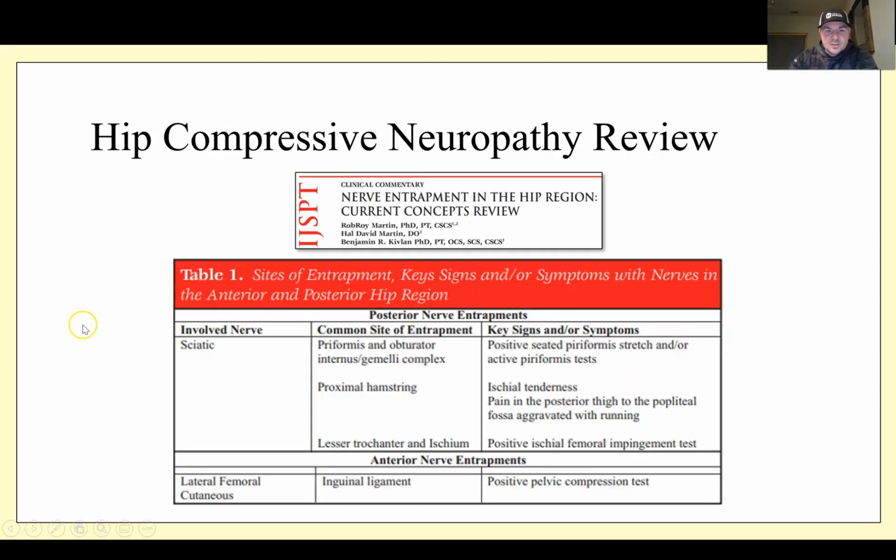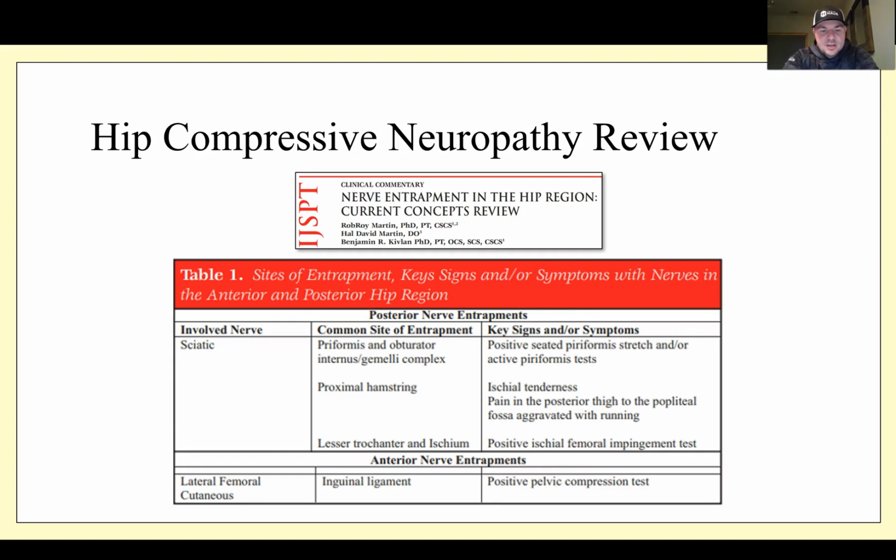So here's a little review of compressive neuropathy, and this table I edited to just show the two that we went over. There are other ones in the hip region, and you can find this study. I'll see again if I can upload this too. This would be a little bit of good to know information rather than need to know.